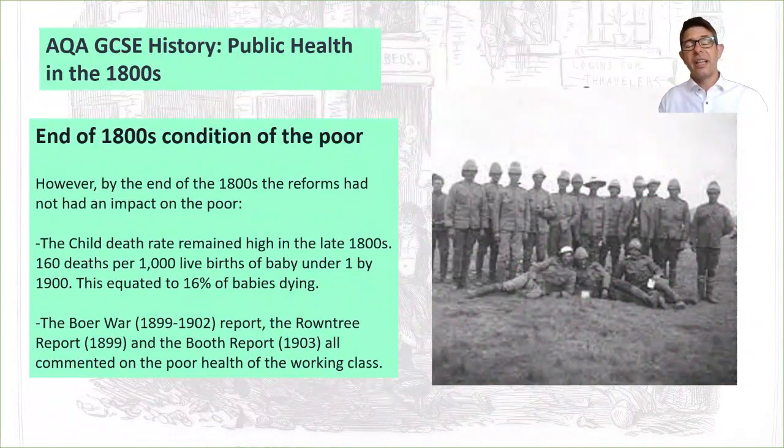By the end of the 1800s, there had been some improvement. The Public Health Act was forced upon the people. Houses starting to be knocked down. We've got better houses starting to be built. We've got generally better public health starting to emerge. But there still were problems.